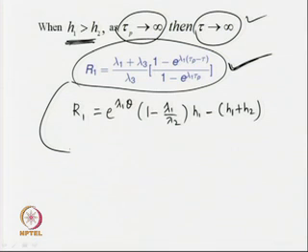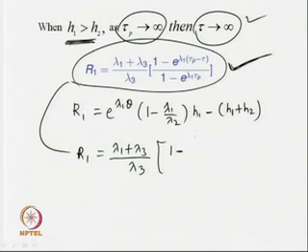This R1 can be obtained as R1 is equal to lambda 1 plus lambda 3 upon lambda 3 times 1 minus... you please keep in mind lambda 1 is a positive number. So, this will give you a large value. So, this will be approximately a large value, e to the power lambda 1.